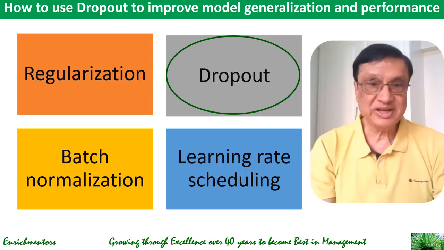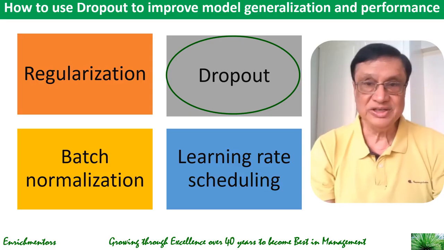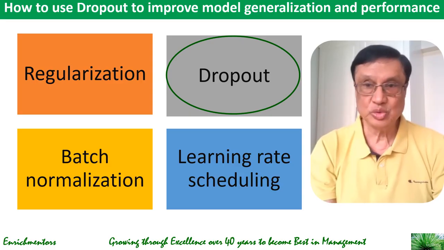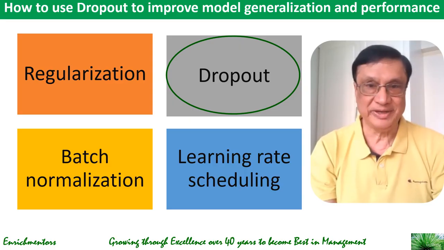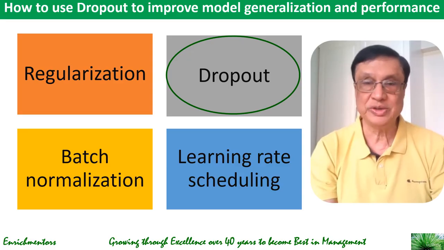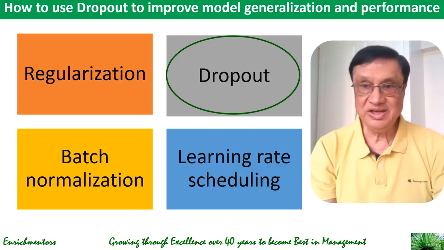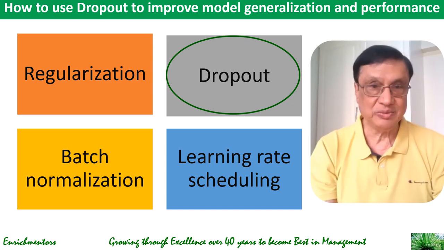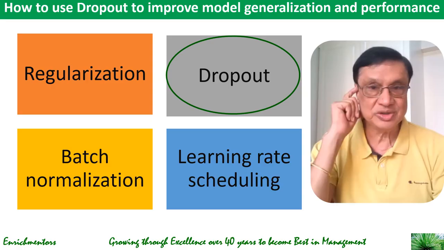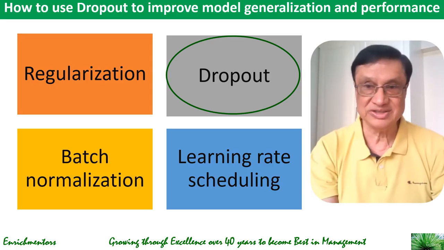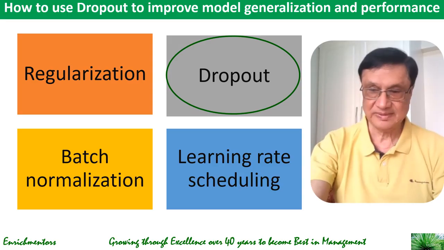See, dropout is a regularization technique commonly used in neural networks to improve the performance of the models, and it works by randomly dropping, which means setting to zero, a fraction of the neurons during training, effectively creating a smaller and simpler network architecture. And how that happens, this is how you can use dropouts to improve model generalization and performance as we go forward in the next couple of slides.